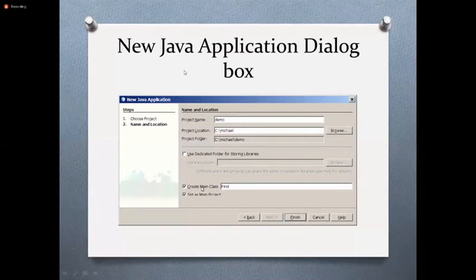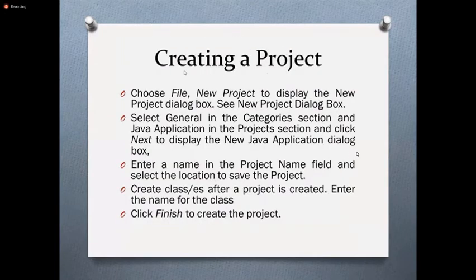Then there are two options given for this. Create main class: if you check this box, then enter a name for the class. When you are naming the class, better to use a capital letter as the first character of the class name. Then enter a name in the project name field and select the location to save the project. You can create class or classes after a project is created. Enter the name for the class. Finally, click Finish to create the project.